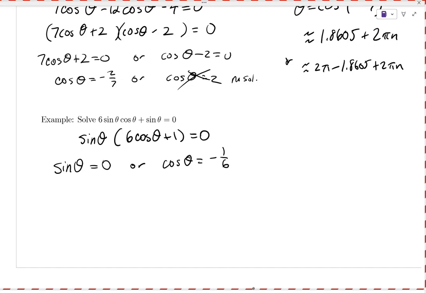Okay. This first one is just asking you, when is sine equal to 0? Where does sine cross the x-axis? At 0 and at pi and at 2 pi, right? So we would write that one as multiples of pi, because it crosses every multiple of pi. And then the other one, you'll do inverse cosine of negative 1/6. That's a calculator active problem. And then you'll do 2 pi minus that same inverse cosine of negative 1/6.